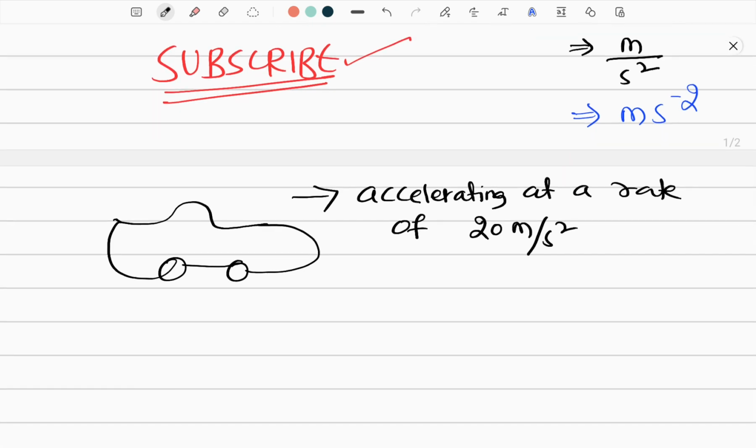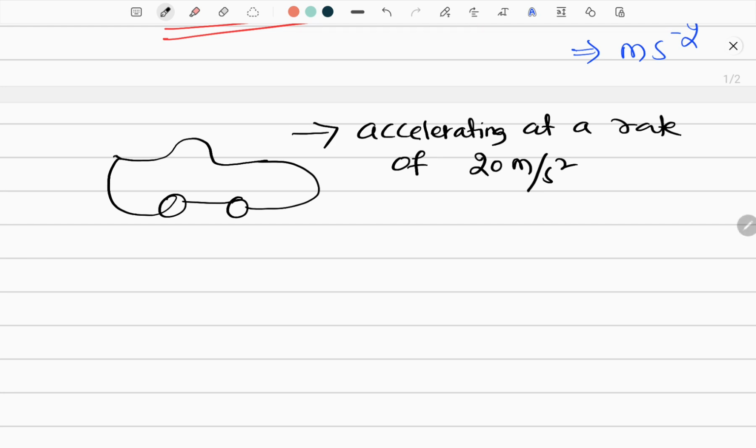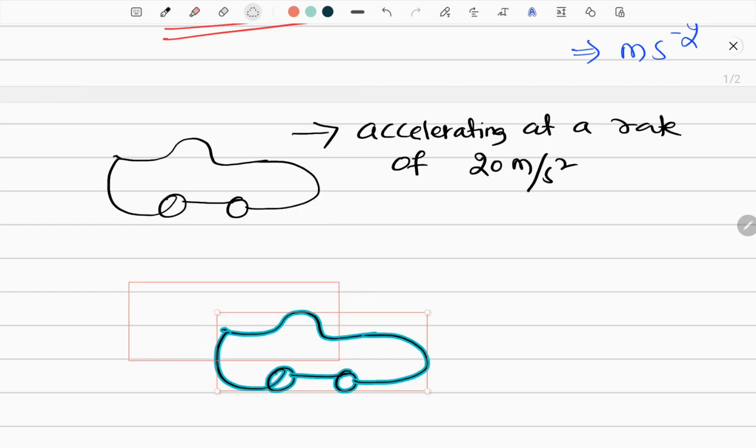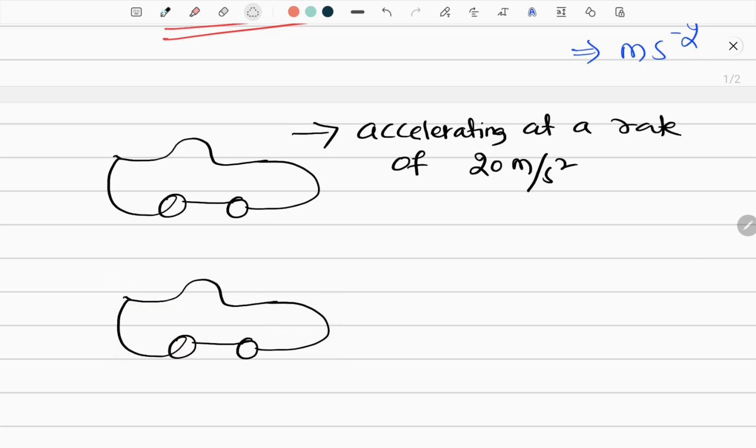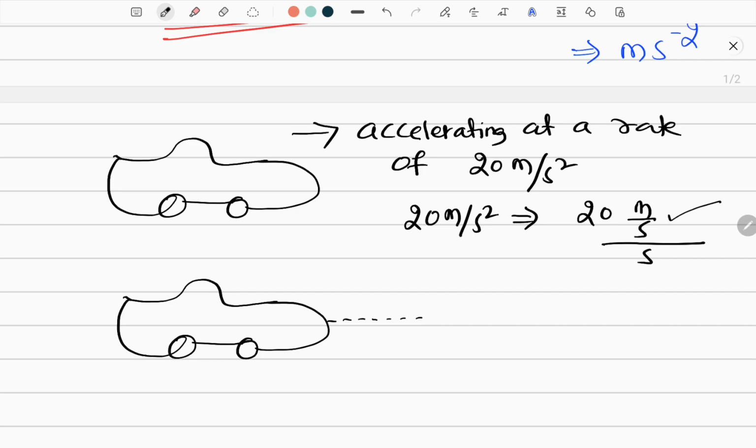What does it mean? I'm going to copy this car and place the same car over here. Now, 20 meter per second square means, can I write this 20 meter per second square as 20 meter per second? Can I write it like this? Definitely. So what does it mean? It means for every second of time the velocity is increasing by 20 meter per second. Please try to understand this.